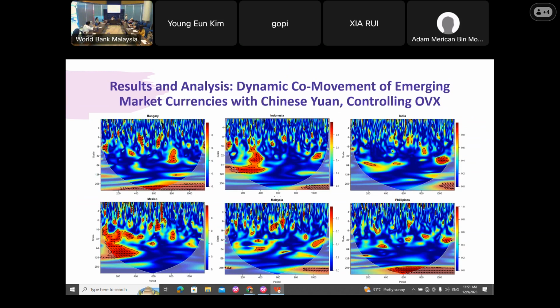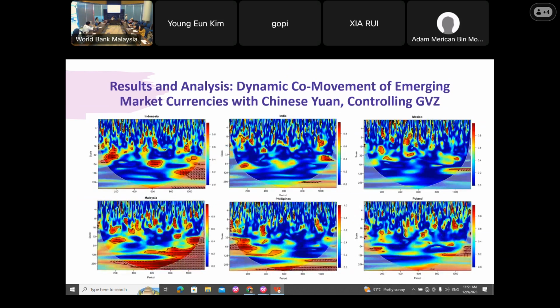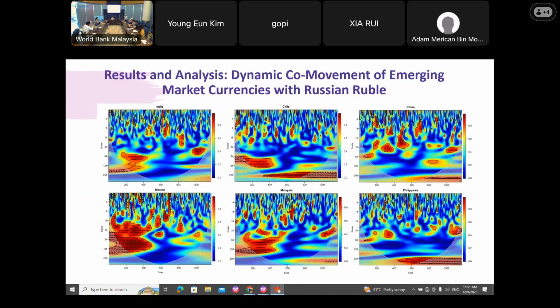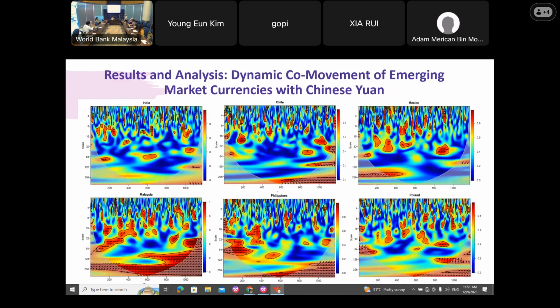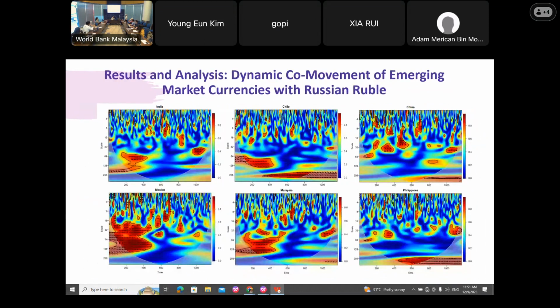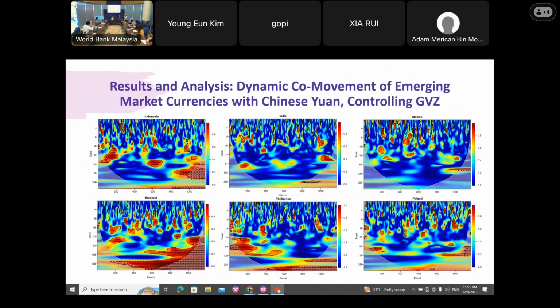This one is with the Chinese yuan. So initially, when you run with the Chinese yuan, you see the red patches, right? No, but this is with the Russian dollar. Russian, yeah, right. Okay. With the Chinese yuan, you see these red patches here, the cross correlations with the Chinese yuan without controlling anything. So when you control for the gold volatility, it becomes like this.